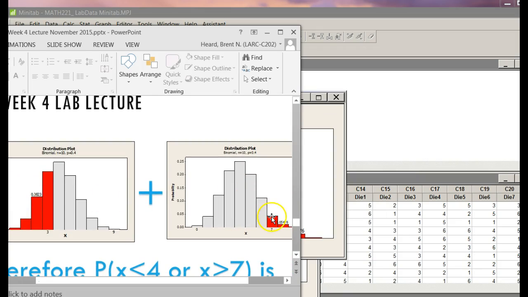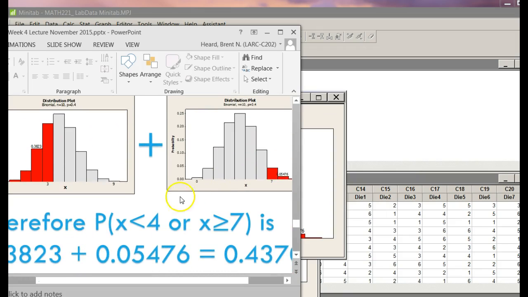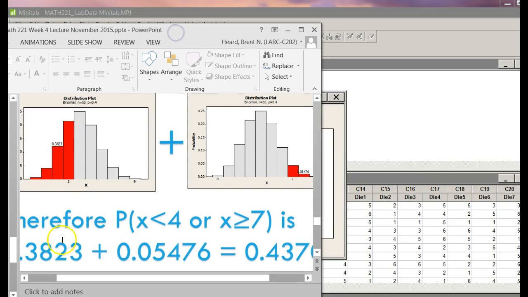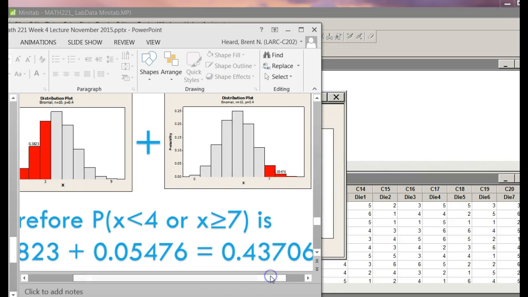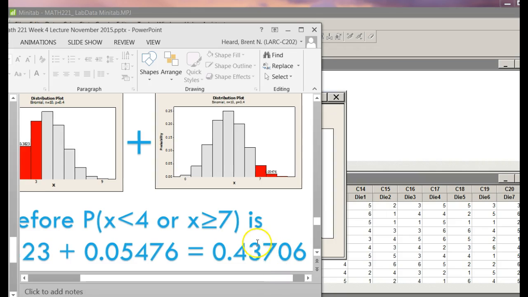I add those two values together. 0.3823 plus 0.05476. And I get 0.4371 rounded to 4 decimal places. So that would be my answer to the last one. That is the one that most students miss. I want everybody to get that one right. So make sure you get that one right.